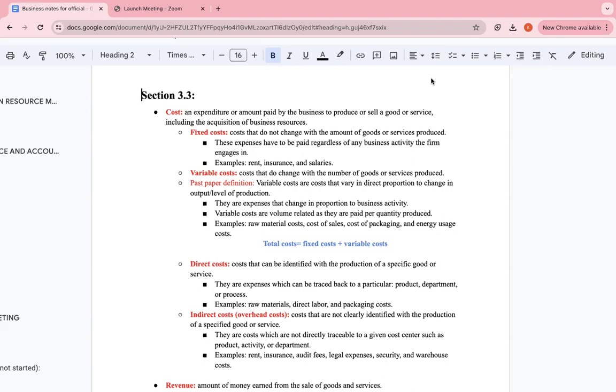So a cost is an expenditure amount paid by the business to produce or sell a good or service, including the acquisition of business resources. So basically what the business pays.